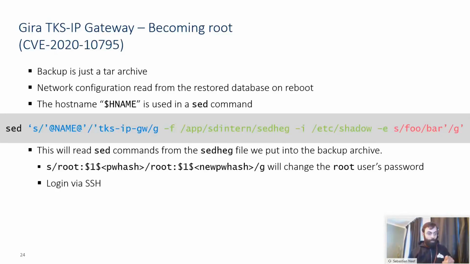So we placed this s/root old password hash, replace it with root this new password hash /g into this zhack file, and then changed this host name in the database to this injection string, restored the whole thing, and waited a few minutes. So it would trigger this command injection and change the root user password. So after that, it was just logging in via SSH. And that's what we did.